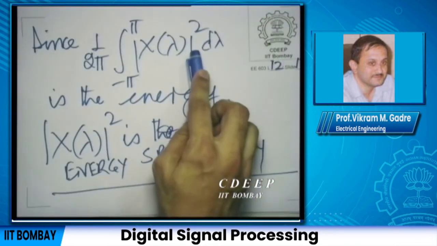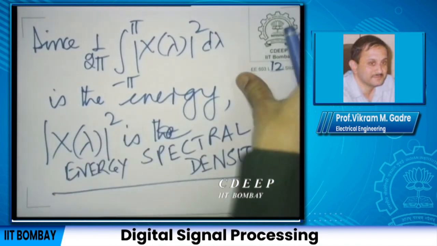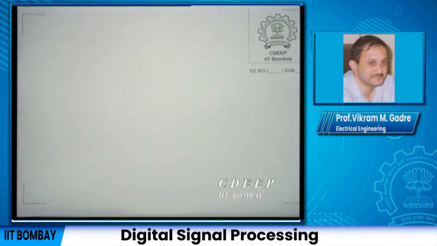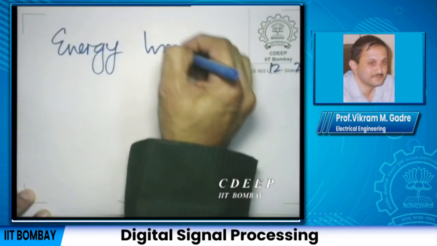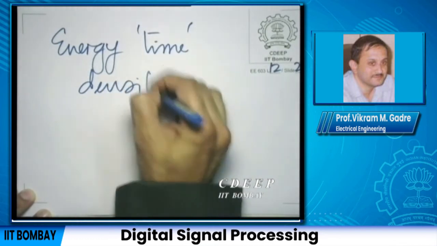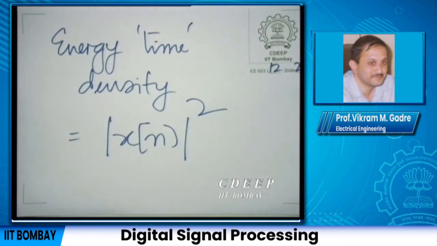All right. So then we've come to this important conclusion that mod X(omega) squared d omega is the energy spectral density. Now, one comment: just as you can talk about the energy spectral density, technically you should also be able to talk about the energy time density, though of course we don't use this term too frequently. And the energy time density, or the way the energy is spread over time, is mod x[n] squared. Notionally that is of course correct, but very rarely do we use this term. The term energy spectral density is used more frequently than energy time density.